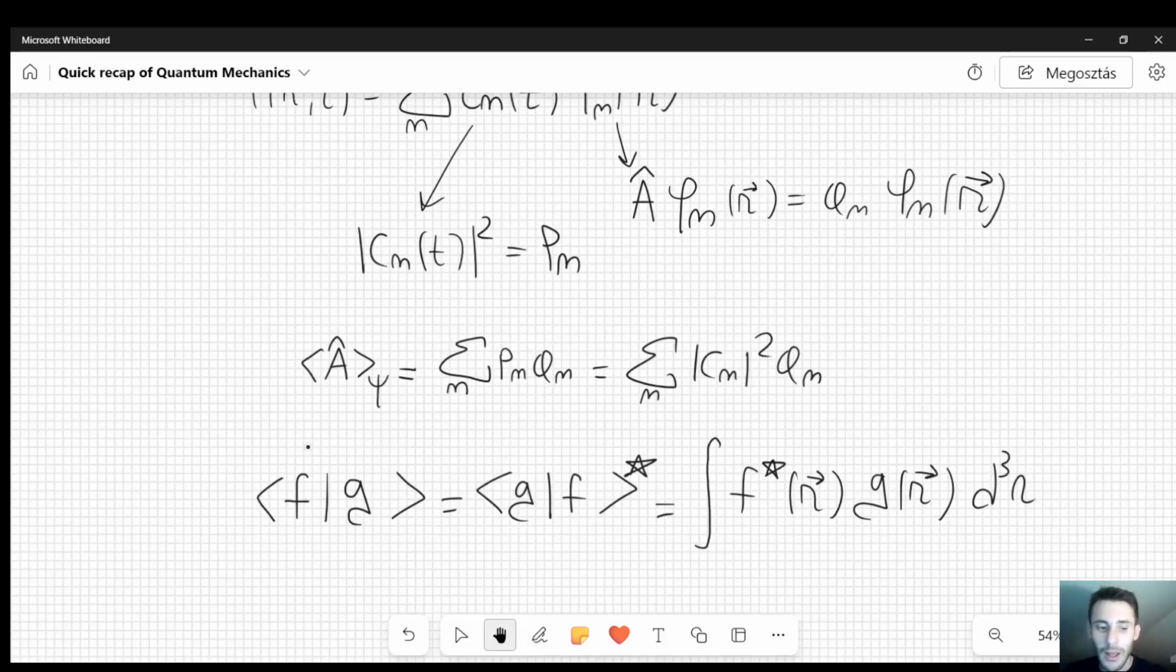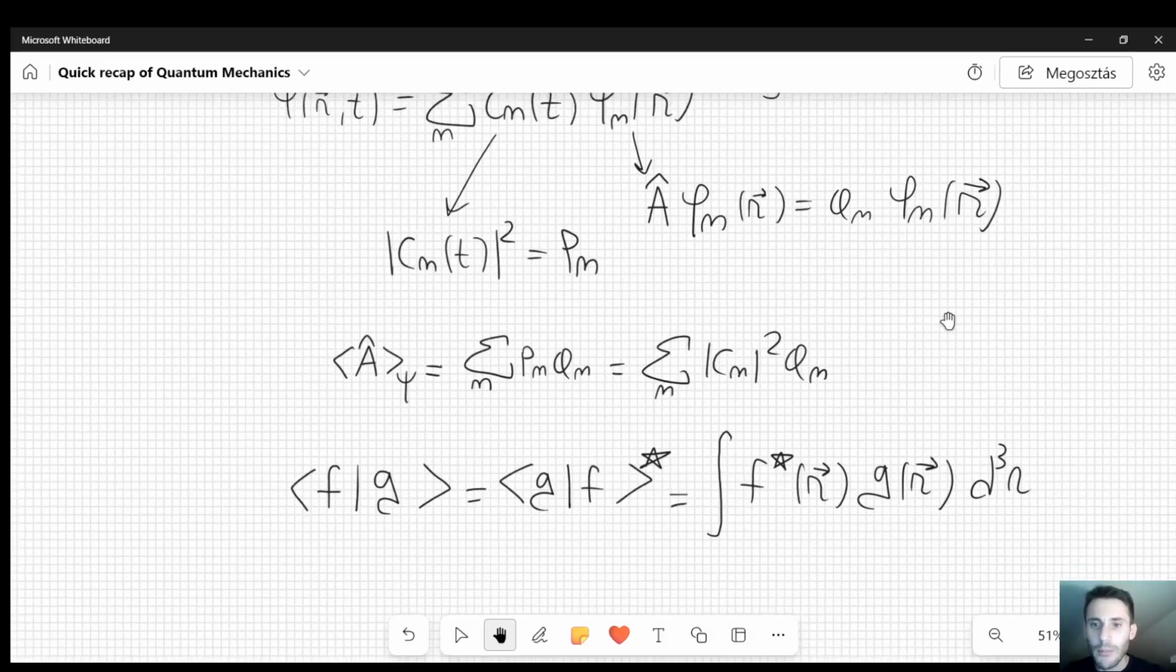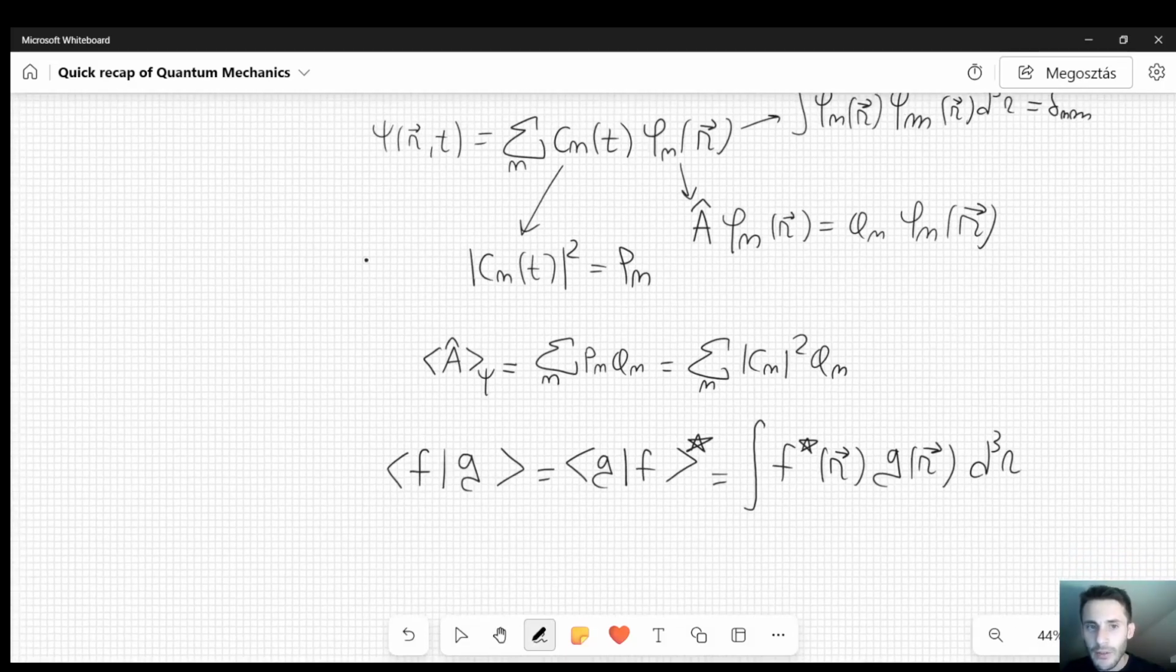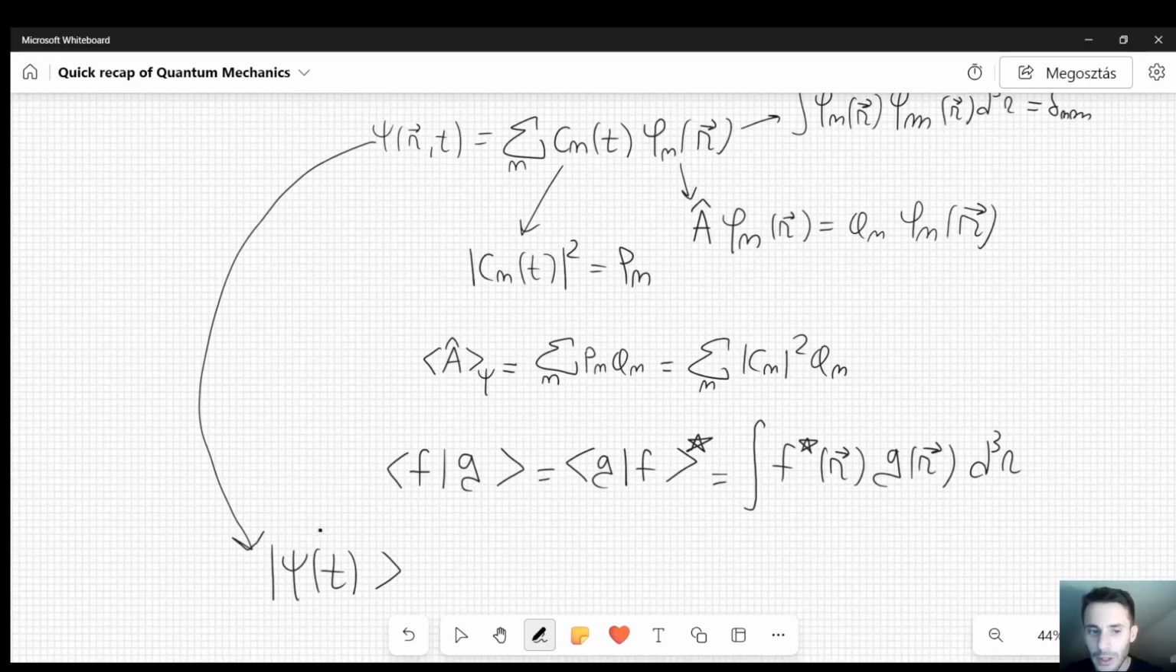important in quantum mechanics. With the bracket notation, instead of using an expansion of this kind, we have something like this. We have the ket psi of t, which depends only on time. Pay attention to that, and I will get back to the relation between this object and the wave function that depends both on time but also on space.